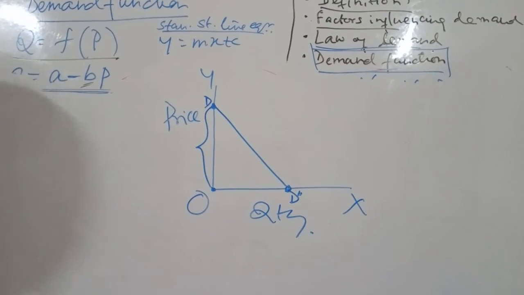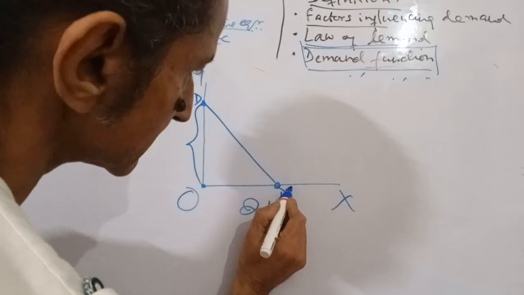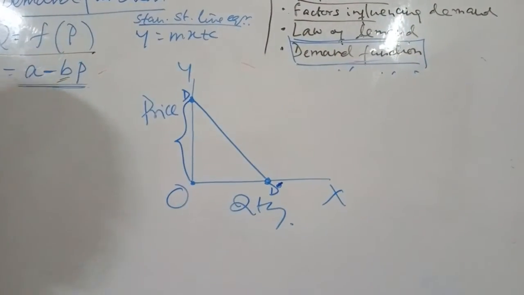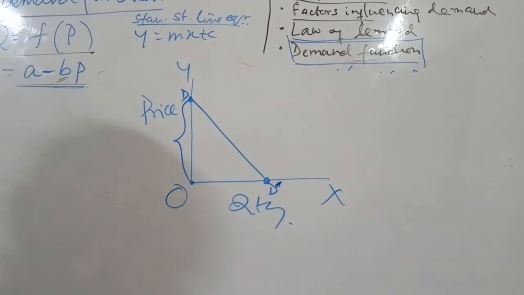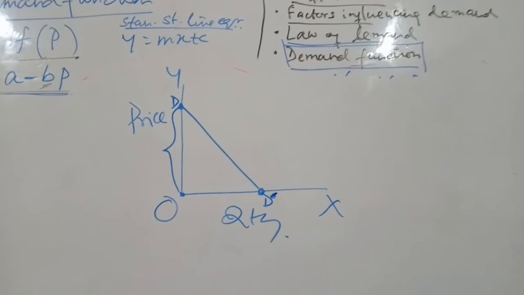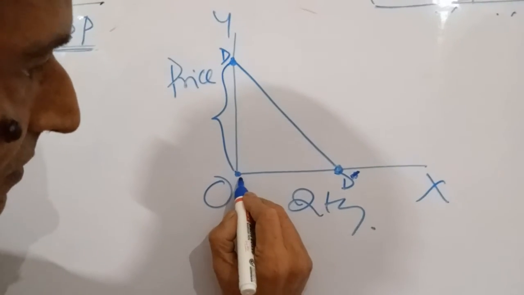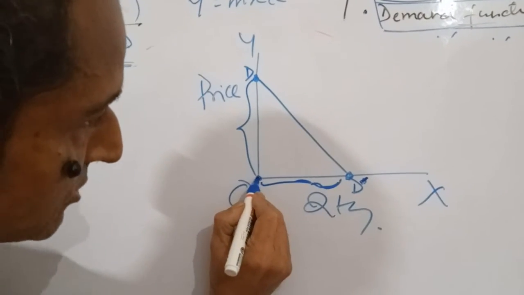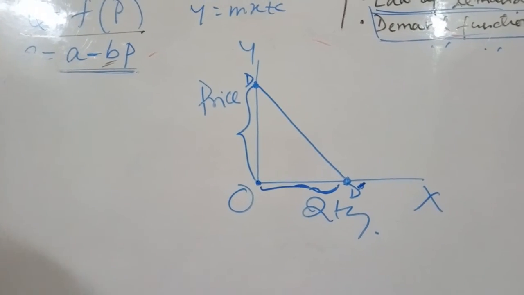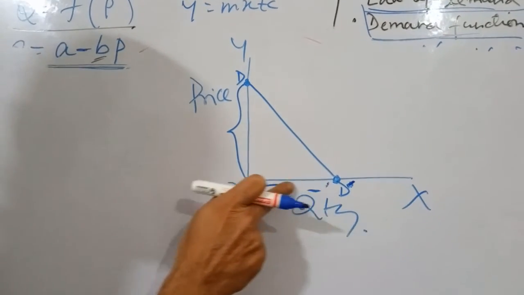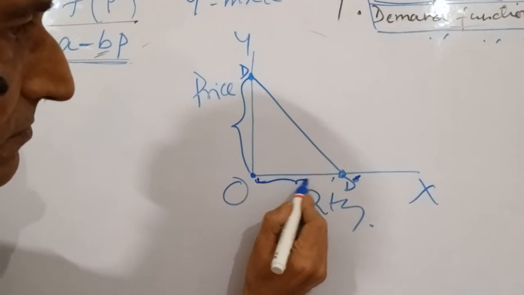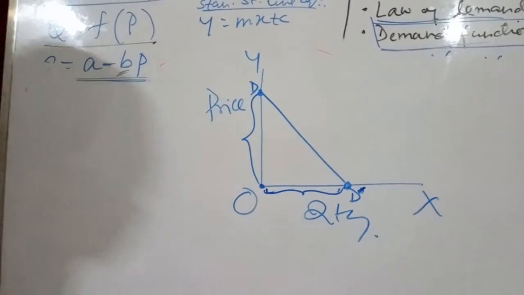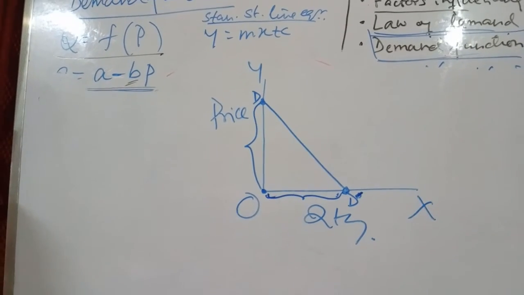In the same way, consider point D dash, that is the point of intersection between the demand curve and the x-axis. What does point D dash signify? It signifies that the consumers are purchasing this much at zero price. There is no price. Goods are available free of cost, isn't it? Price is zero and quantity is OD dash. So it is also not sensible.